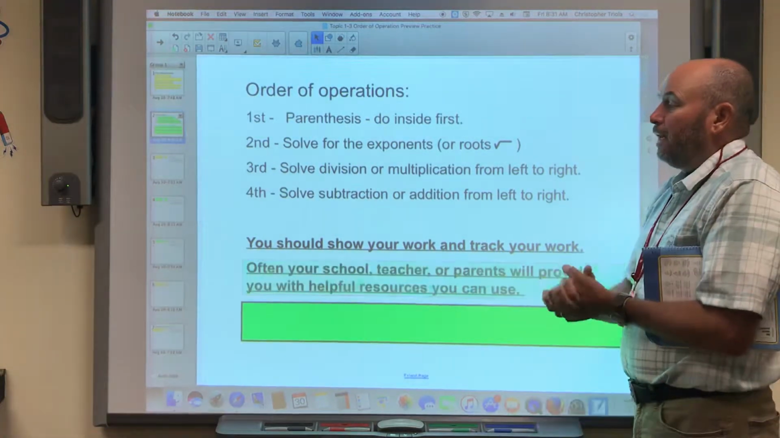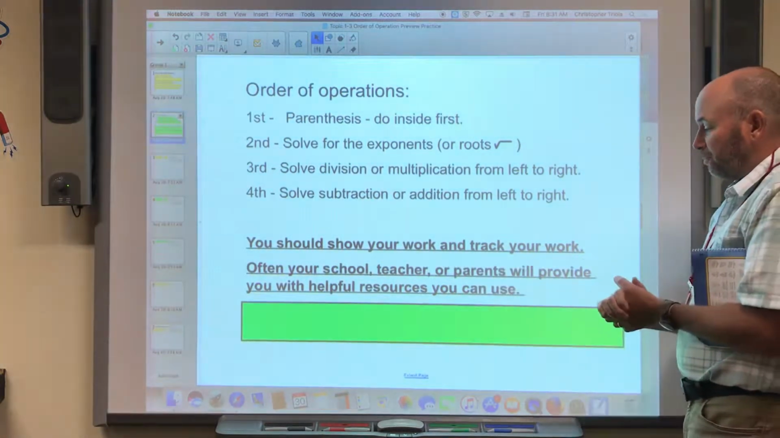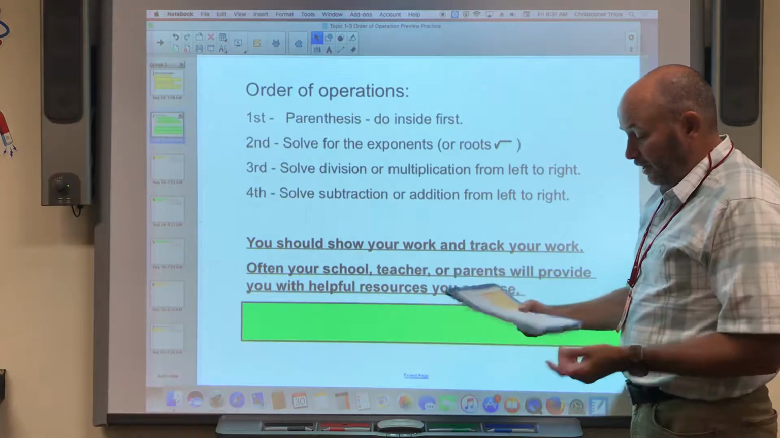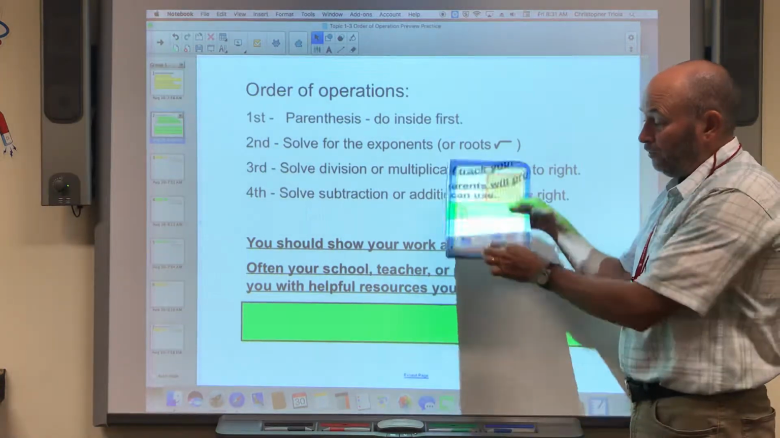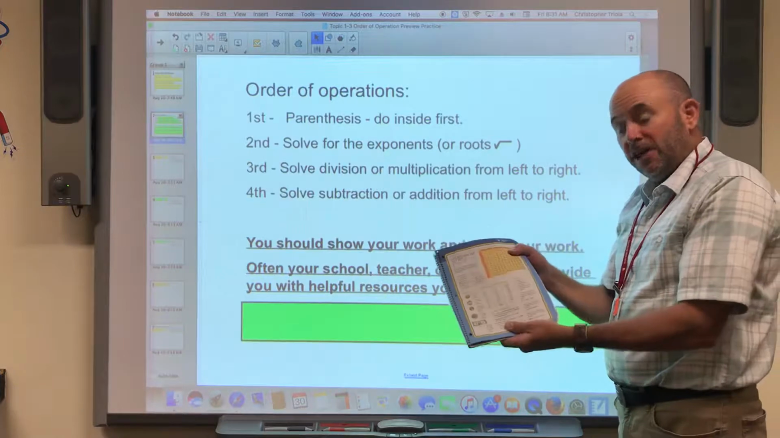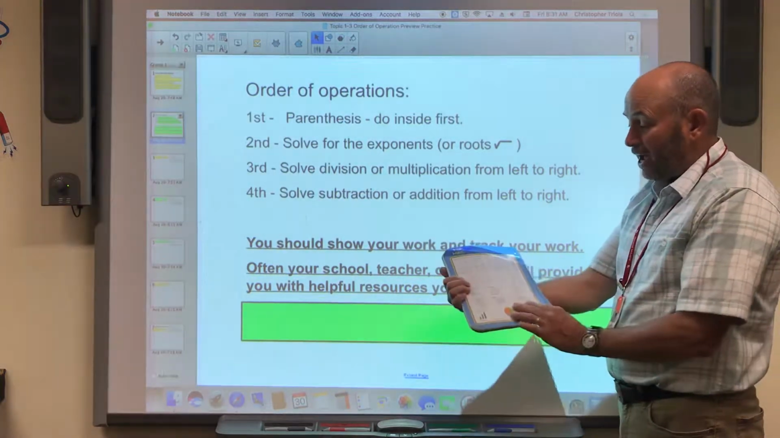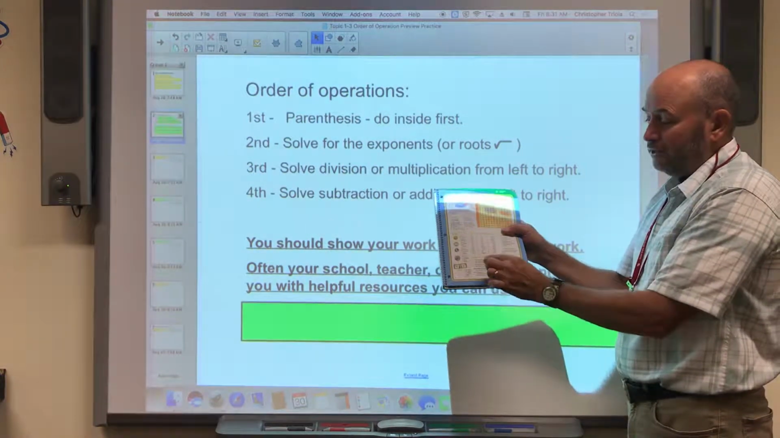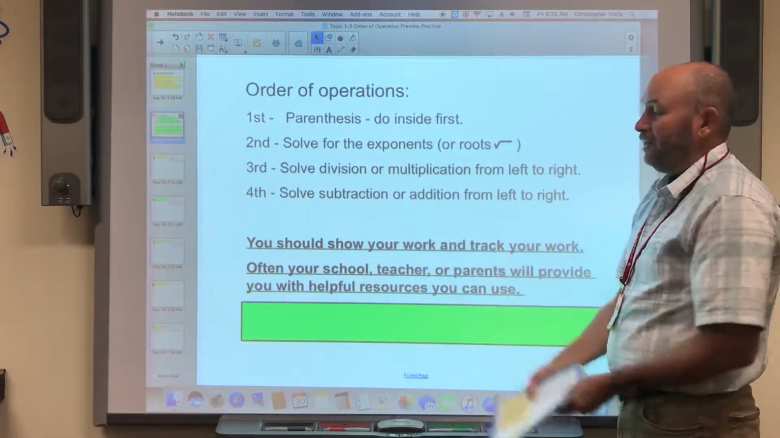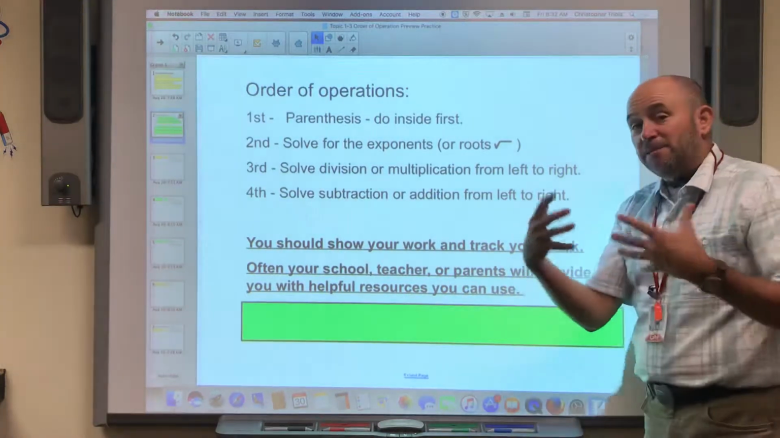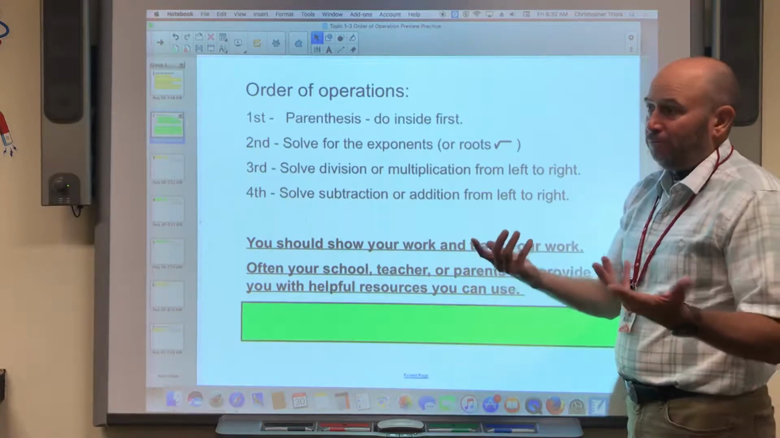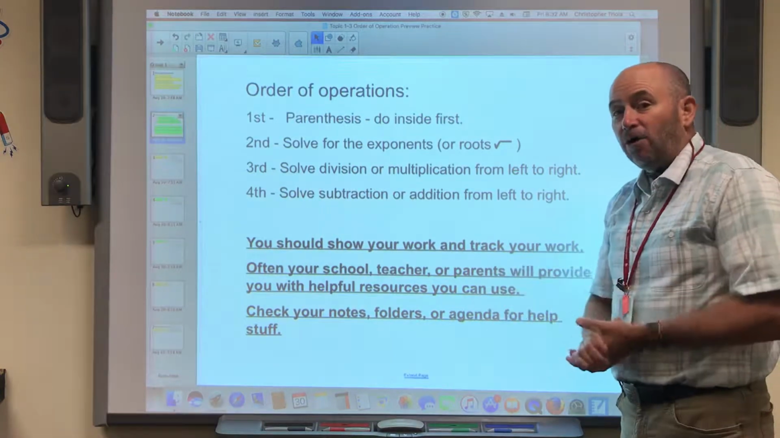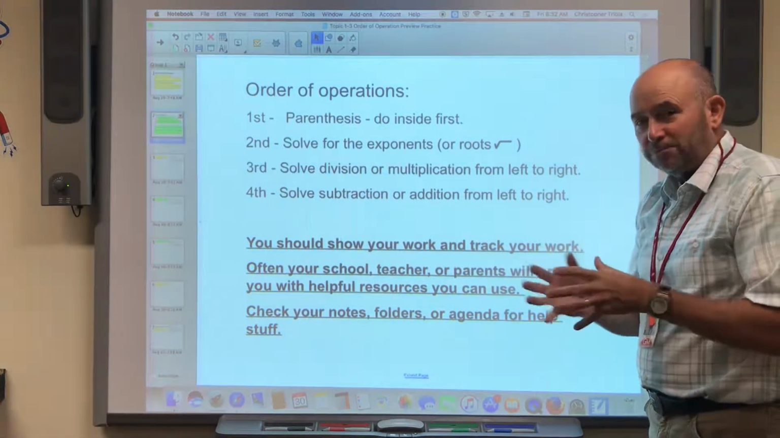But show your work. Often your school, your teacher, or your parents will provide you with a helpful resource that you can use, and it will oftentimes have the order of operations in it. Like we provide the agenda book, and our agenda book often has math help inside it. It's a great resource, and here the order of operations are listed right for all the students, okay, in there. So you could sometimes find it in the back of a folder that you bought, or a book cover, whatever. Check your notes, folders, and agenda book for that kind of help. It's a great resource, and that's why it's provided for you.